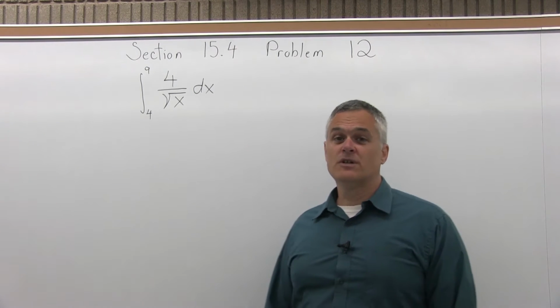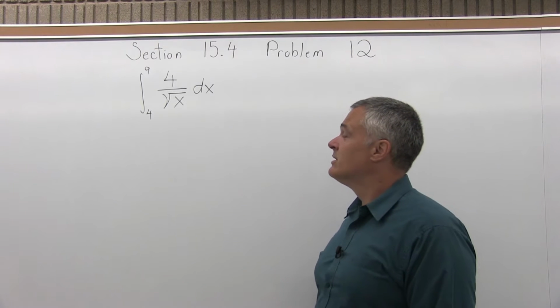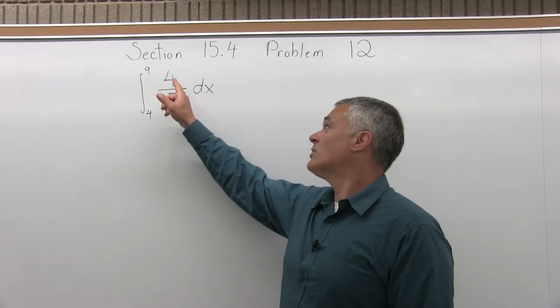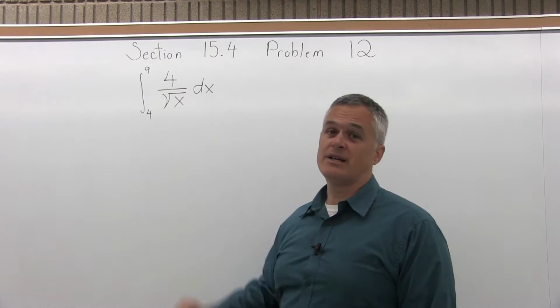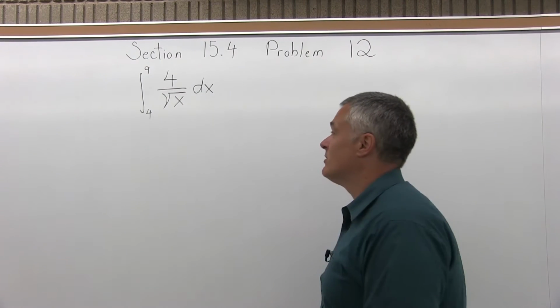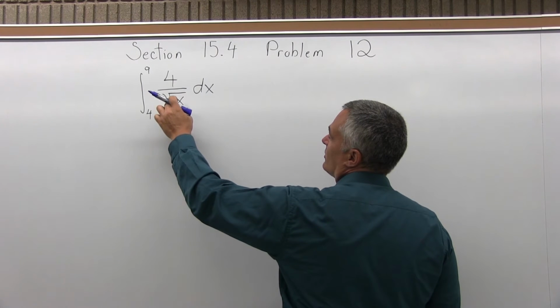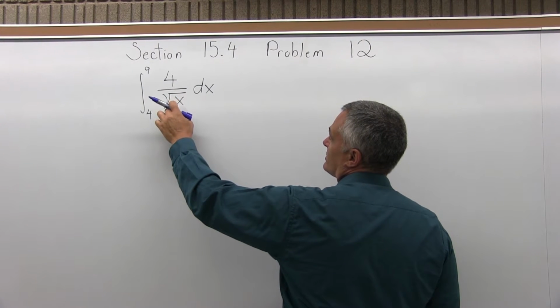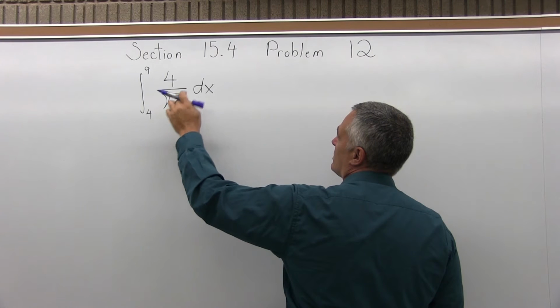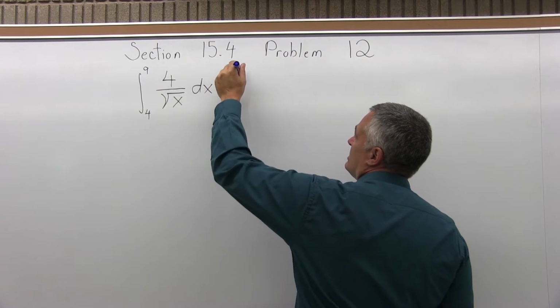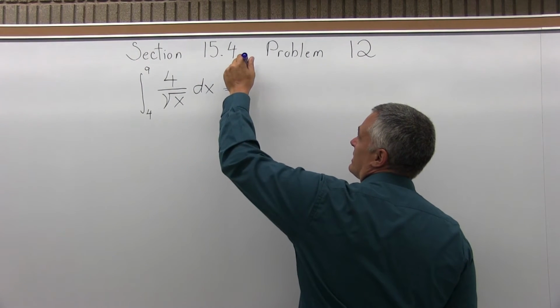This is Section 15.4, Problem 12. We have the definite integral of 4 over the square root of x dx from 9 to 4. So to do this problem, I have two issues with it. One is that I have a square root with square root notation and that I have a variable in the denominator. So let me just rewrite it right next to it.